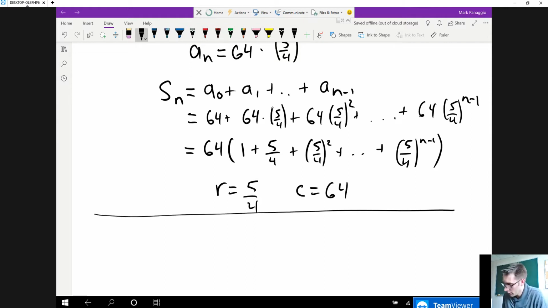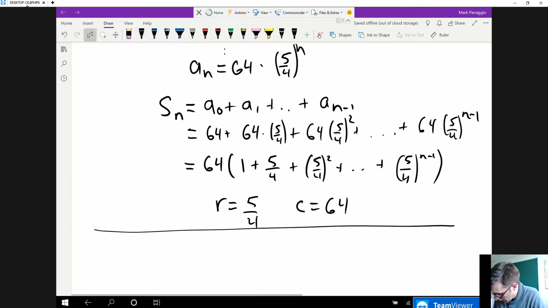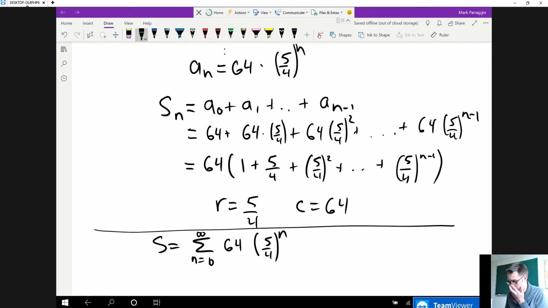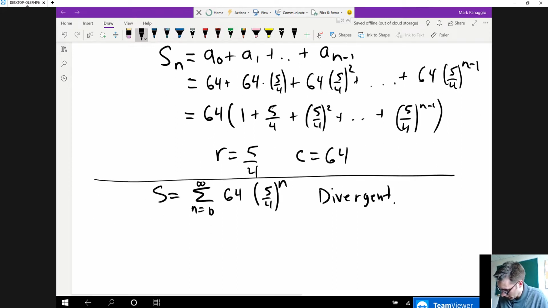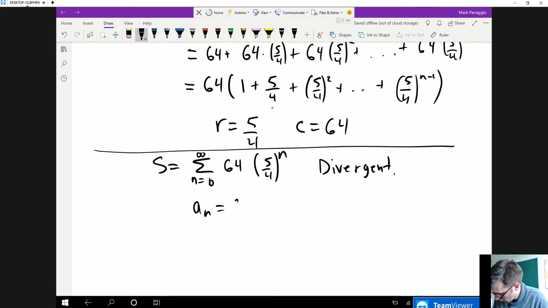Okay, and if we wanted to find the total number of cases, the sum, S, would be the sum from n equals 0 to infinity of 64 times 5/4 to the n. And as you might guess, since each day we have more cases than the previous day, this is probably going to be a divergent series. In fact, if you look at the nth term test, a_n was 64 times 5/4 to the n.